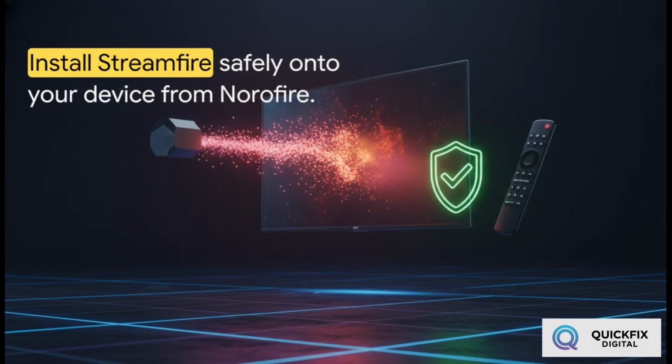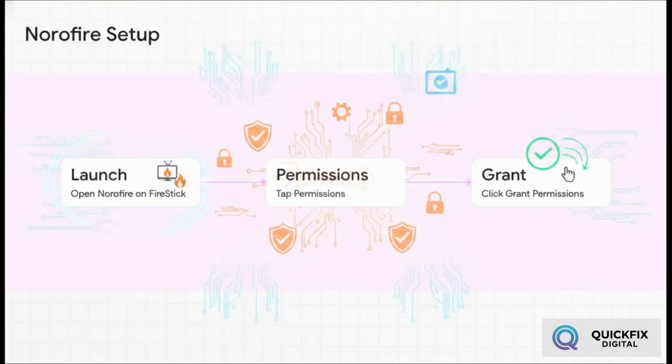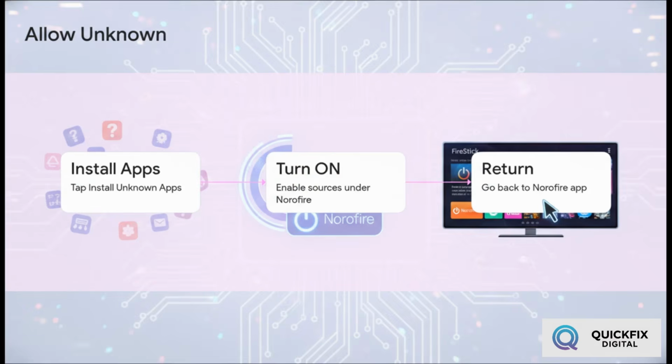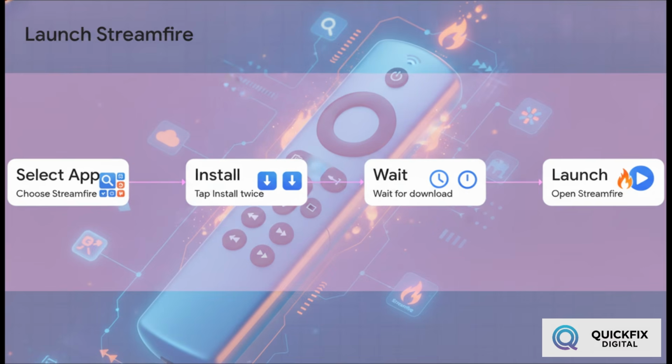Finally, Phase 4, safely installing the StreamFire app itself. Open up that Norofire app you just got, tap permissions, and grant access when it prompts you. Allow Norofire to install unknown apps, then hit your back button to return to the main interface. Choose StreamFire from the list, click Install twice, and you are totally ready to launch.